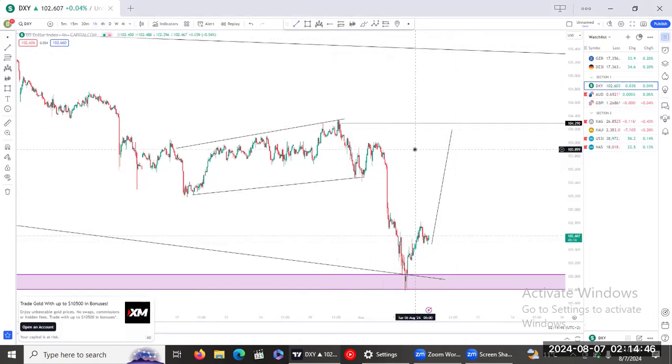So I'm gonna end the DXY analysis on the 1 hour time frame. So for the entry sessions, guys, I'll make another video if you're happy with this one. So this is how I'm looking at DXY.